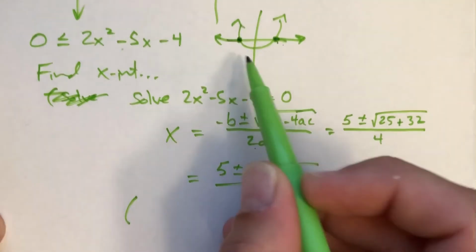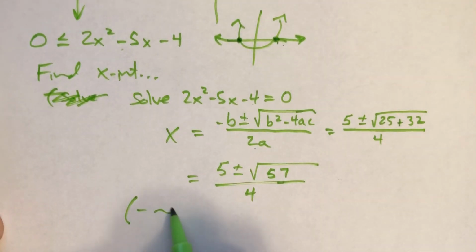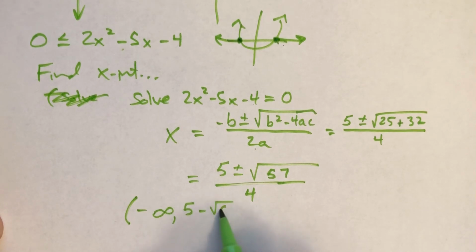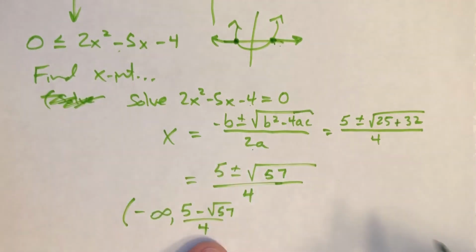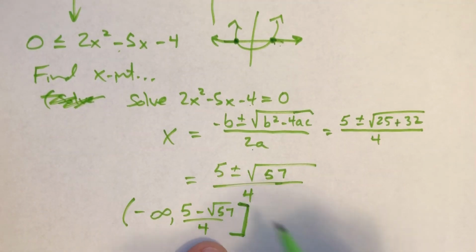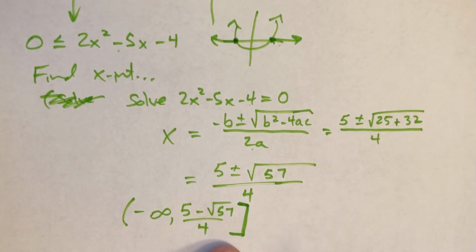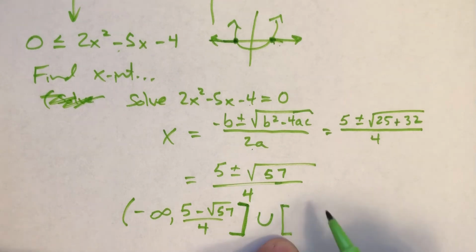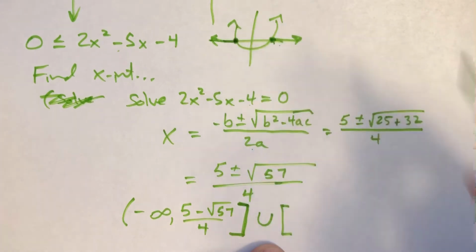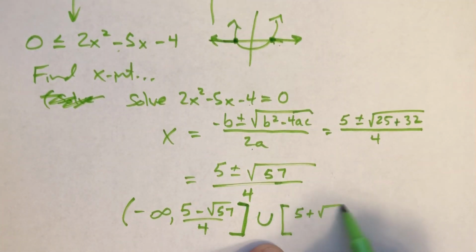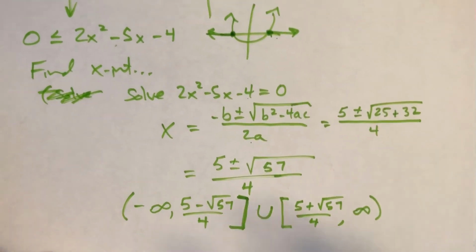Our solution set is everything left of the leftmost one. So we got negative infinity all the way to 5 minus square root 57 over 4. Then we have a non-strict inequality, so we're going to use a bracket because we can equal 0. Now this is everything left of our left x-intercept, and we want a union with everything to the right of our right x-intercept. We want all the x values for which the parabola is above the x-axis there. So we got 5 plus square root 57 over 4 all the way to infinity. And that would be our interval.